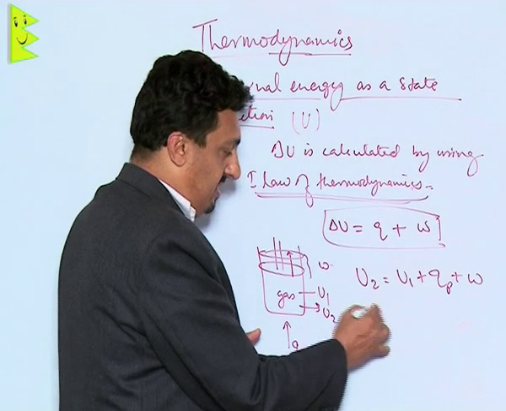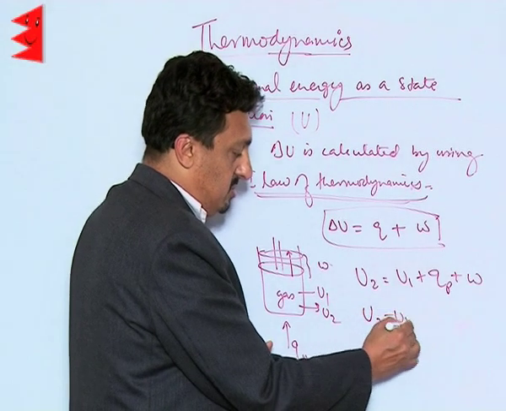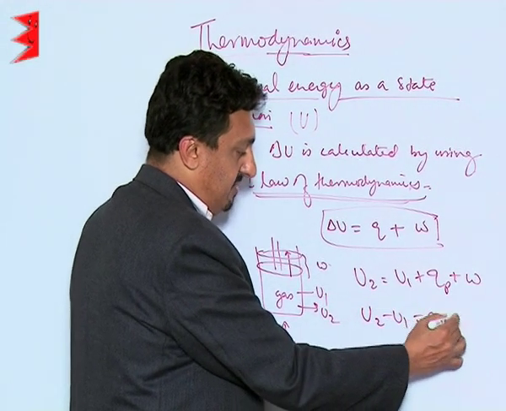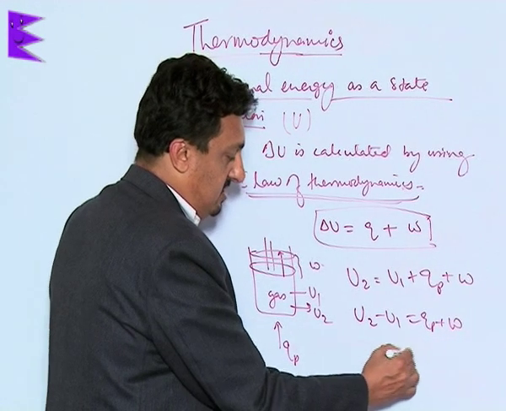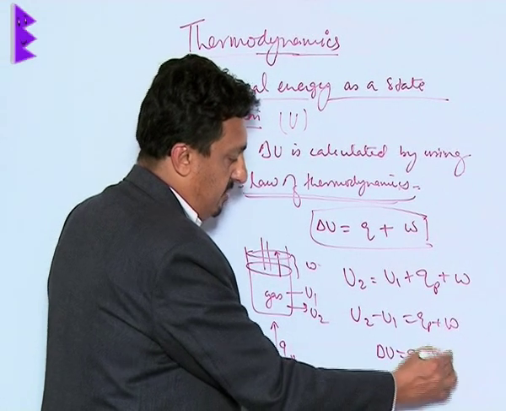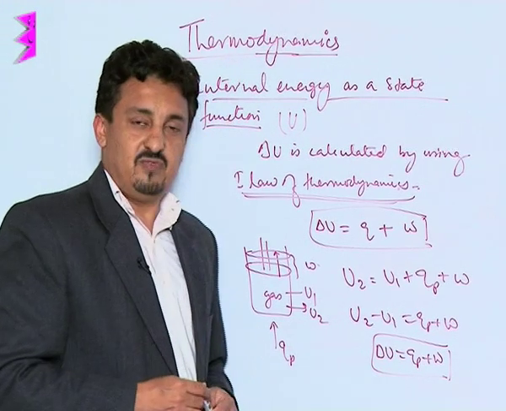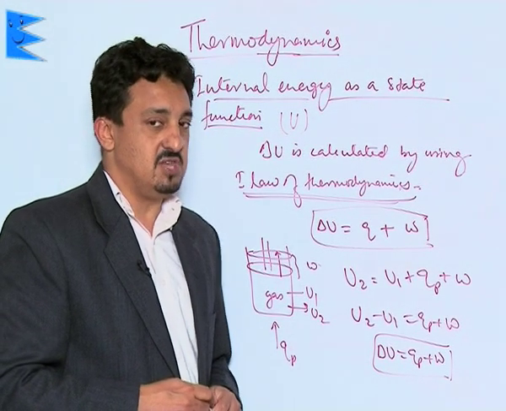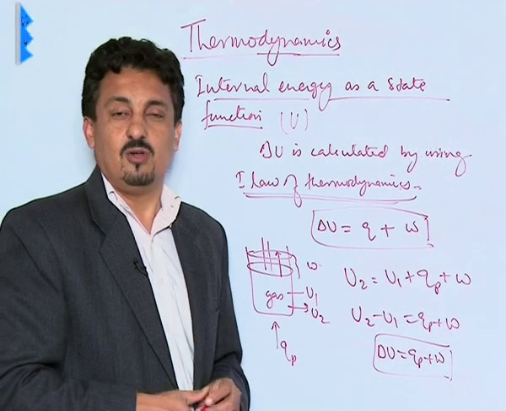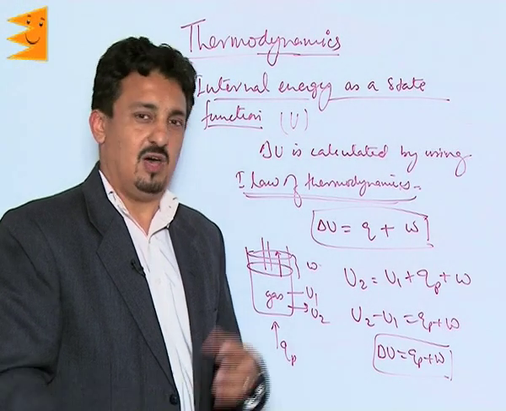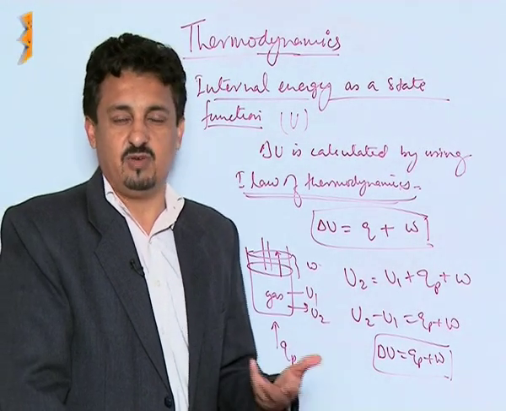So we can bring U2 here: U2 minus U1 is equal to QP plus W, and this gives us the change in the internal energy. So with the help of the first law of thermodynamics, yes, we can find out the change in the internal energy, and that is what is required in order to go into the quantitative aspect of how the transformation of energy takes place from one form to the other.